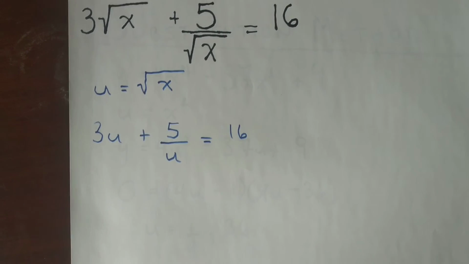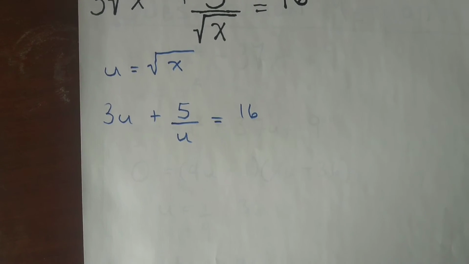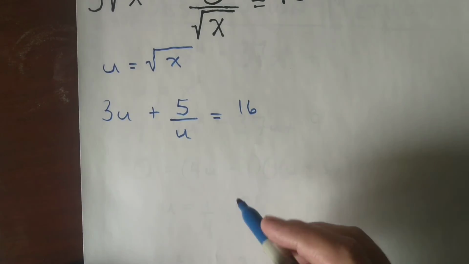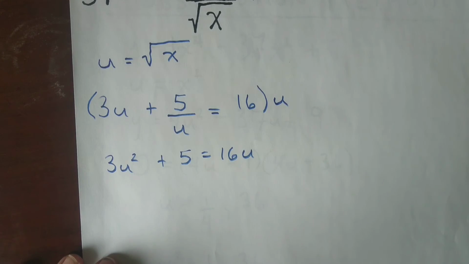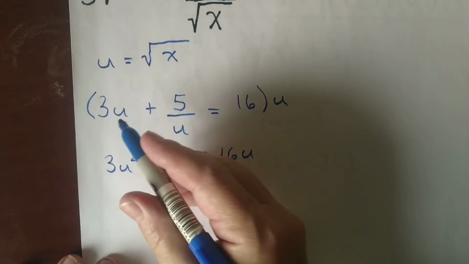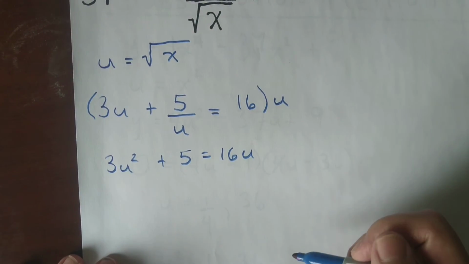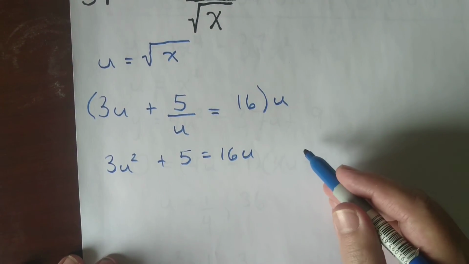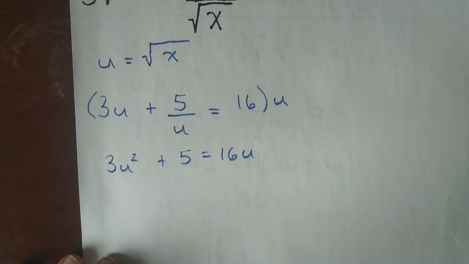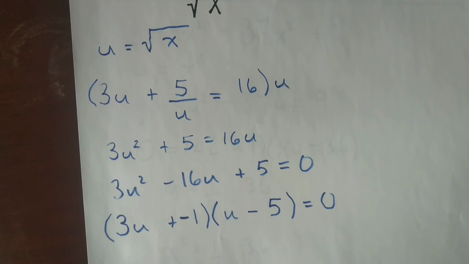Okay, there's the next step, and I'm going to multiply the whole equation by u, and we're going to wind up with a quadratic because I don't want to leave this u in the denominator. Here's what I did. And then here's the result. And then we're just going to factor it and go through the same process as last time.